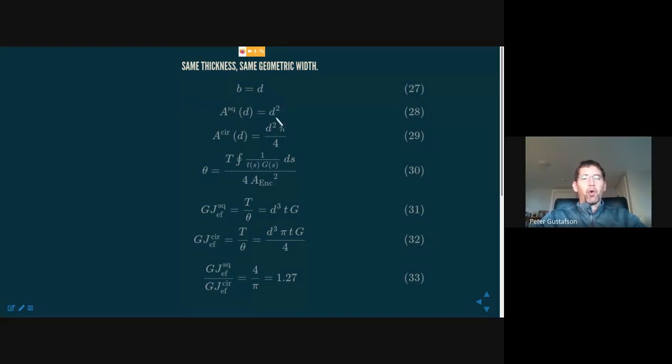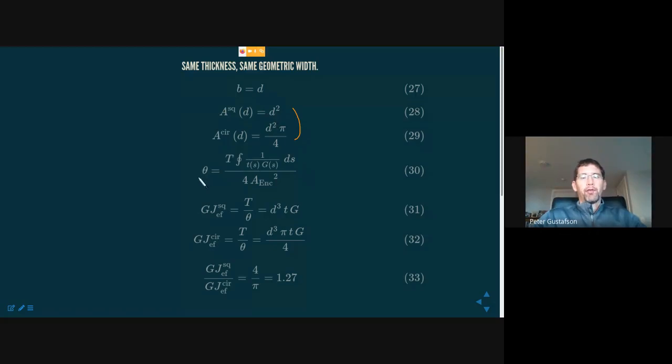The area of a square is, of course, going to be D squared. The area of a circle will be D squared over 4 times pi, so that's R squared times pi. Area of a circle is pi r squared. Radius is equal to diameter over 2, so we end up with D squared over 4 times pi. So we have different areas. The area of the circle, of course, is going to be smaller. Pi, 3.14, divided by 4 is less than 1.